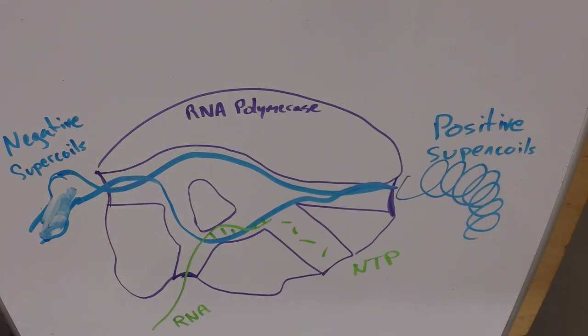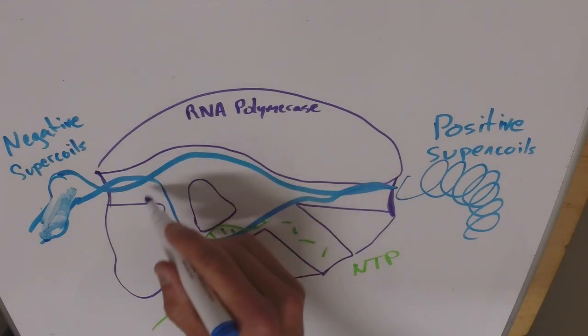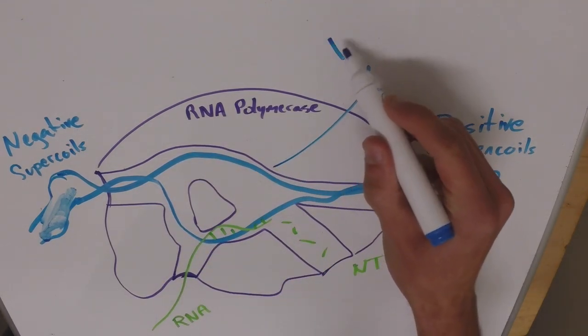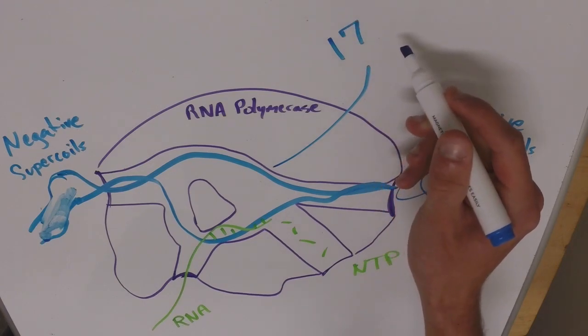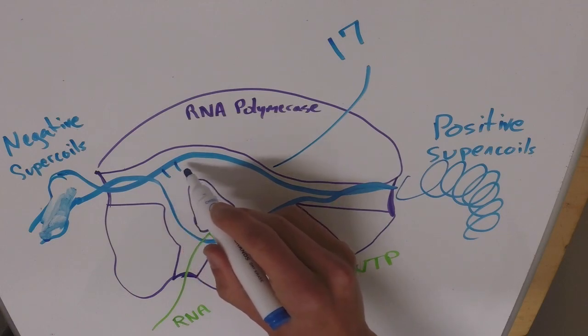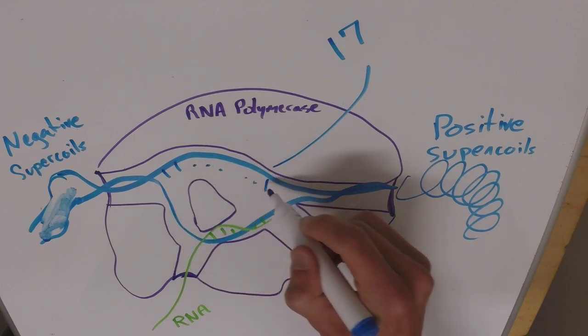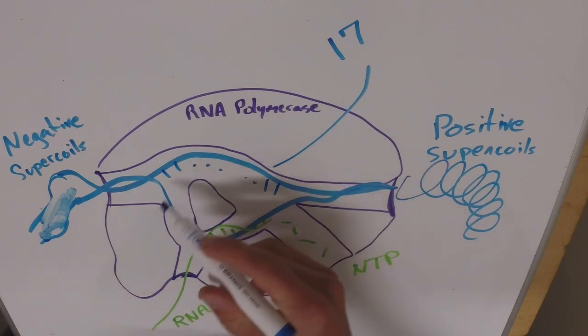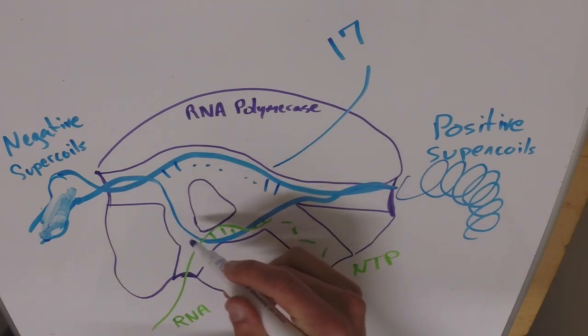Let's go over some numbers for the E. coli RNA polymerase. So this bubble that gets formed in the E. coli RNA polymerase is about 17 nucleotides large. So there's like 1, 2, ... 16, 17 nucleotides that detach in order to form this bubble.